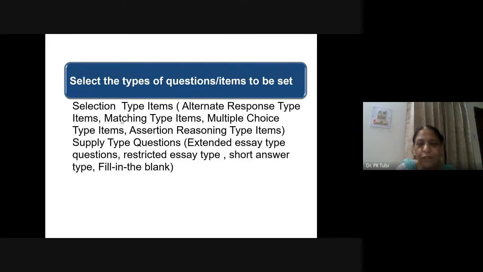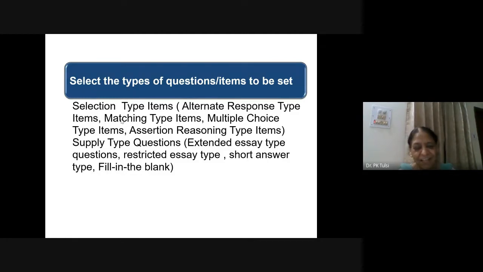Right? Then short answer type. Short answer, you all know, differentiate between 5G and 4G, or differentiate between stack and array, and so on. Then fill in the blank. In fill in the blank, you leave a blank at the end. Current is directly proportional to what? Voltage is directly proportional to.